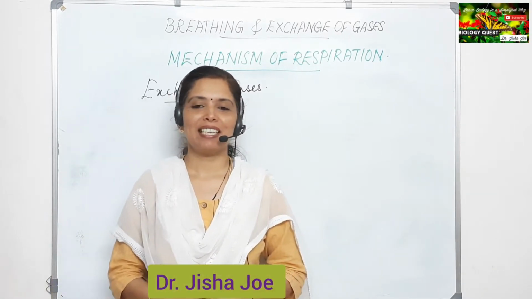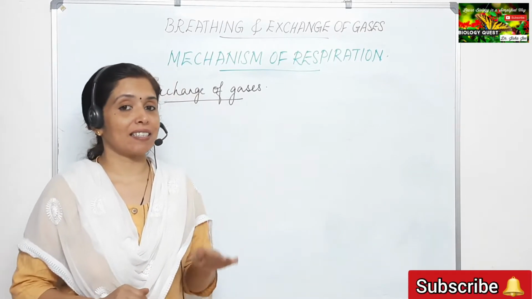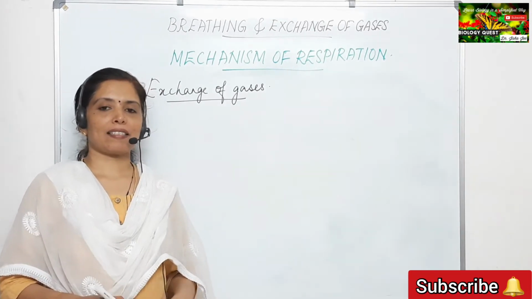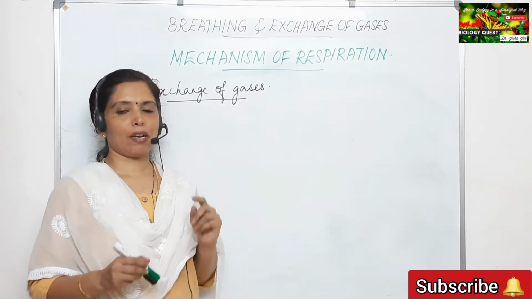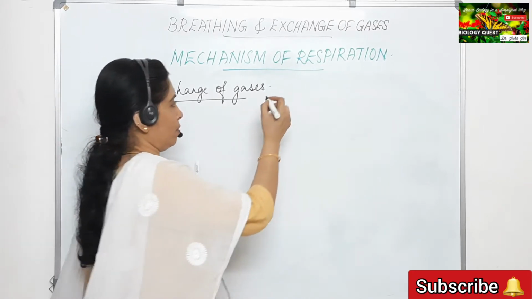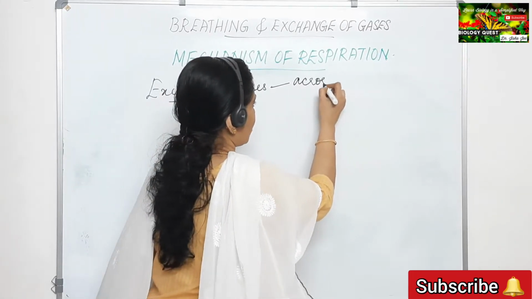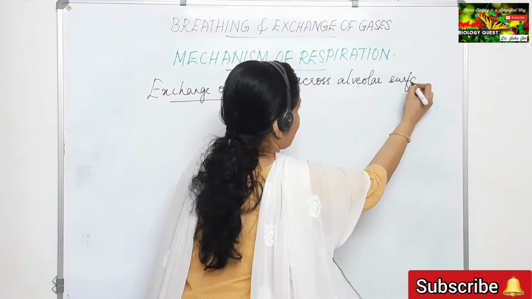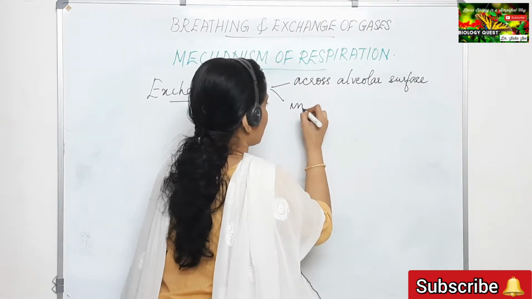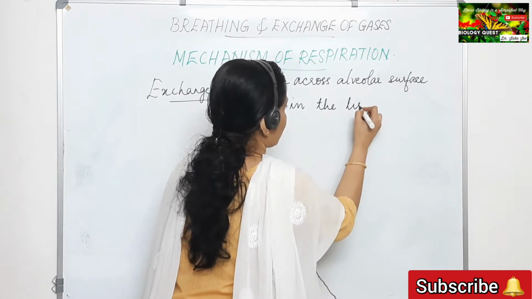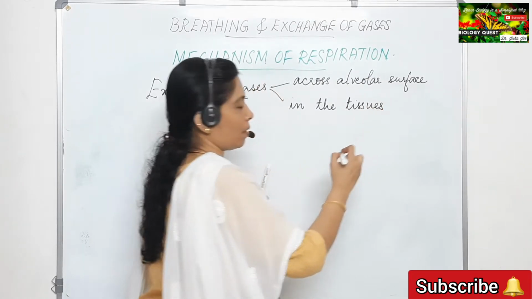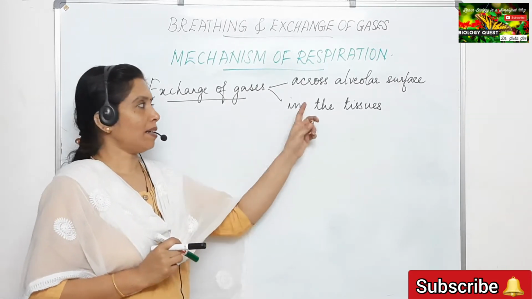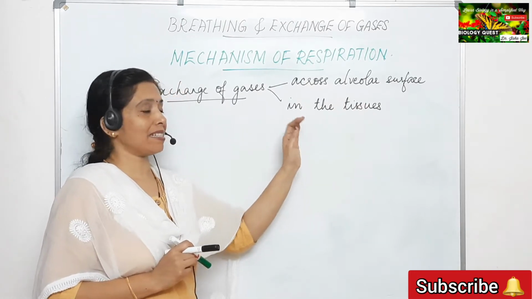I'm Dr. Jisha Joe. In this session, we shall discuss the second step in the process of respiration, exchange of gases. Exchange of gases takes place at two regions in our body. One is across the alveolar surface, and second is in the tissues. So the gaseous exchange takes place at two regions, one across the alveolar surface and second in the tissues.